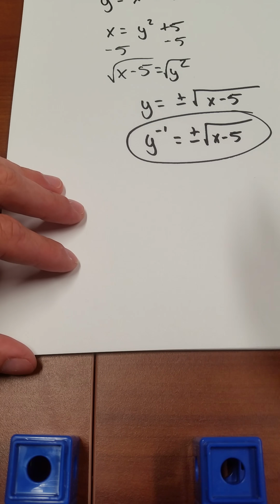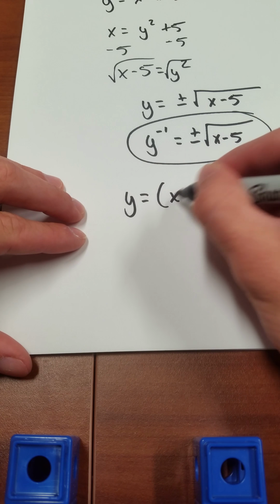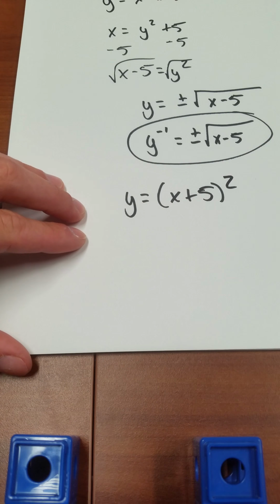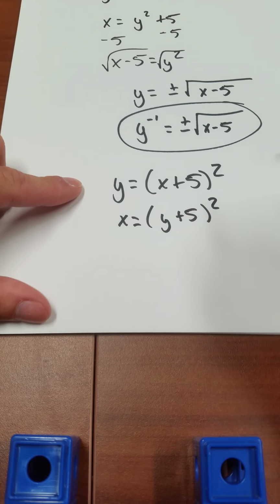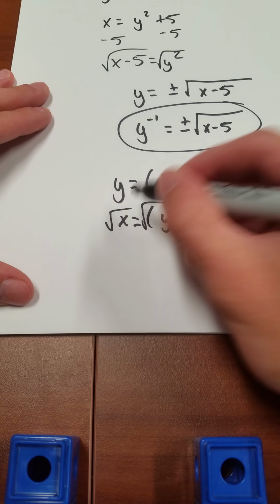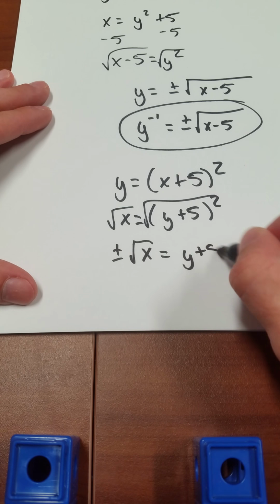Slightly different from a problem that might look like that. Swap them. Now, notice that everything's underneath the squared, so that means I have to take a square root first. So I get plus or minus square root of x equals y plus 5.